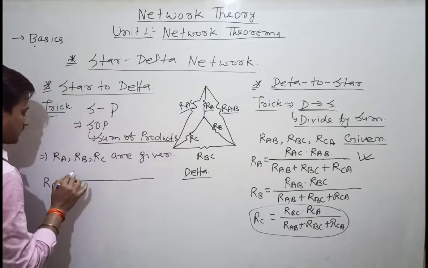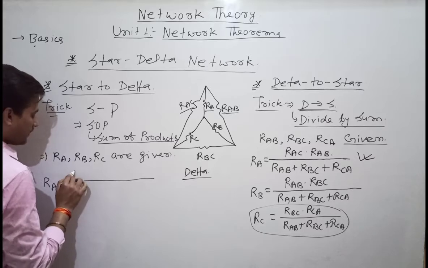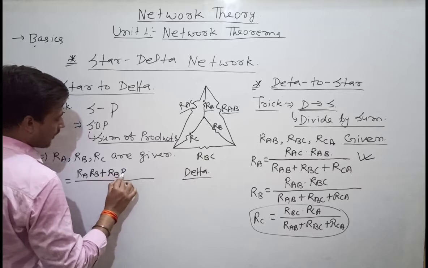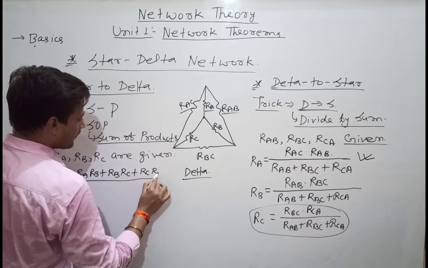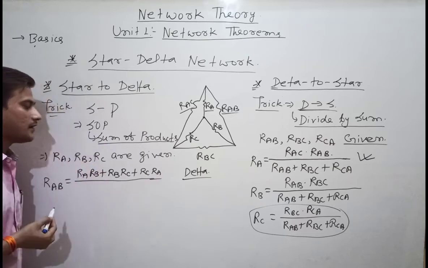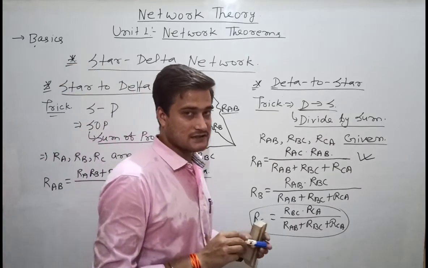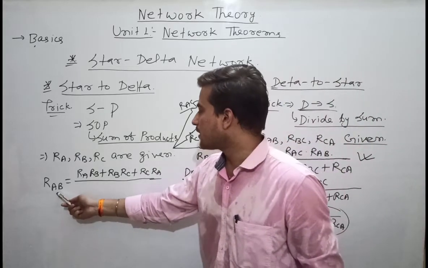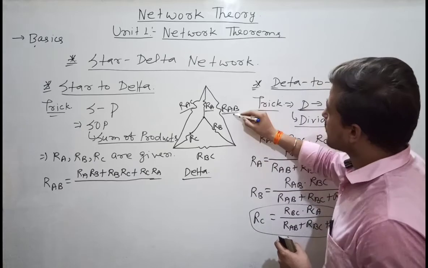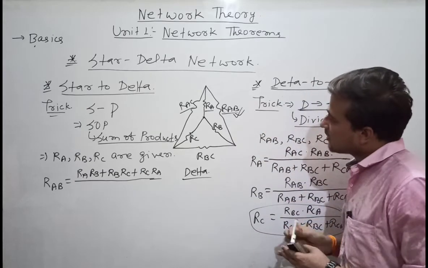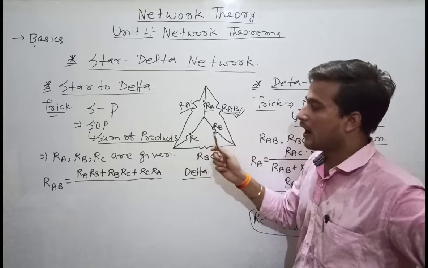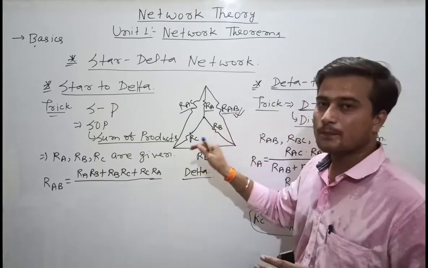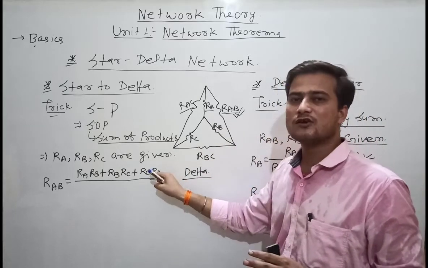So sum of products. What will be the sum of products? Here we write RA RB plus RB RC plus RC RA. Clear? At the denominator you will have to divide by one resistance. So you are writing the expression for RAB, that means you are writing the expression for this one. For this one, you see that three resistors are there: RA, RB, and RC. Now you have to choose by which resistance this expression will be divided.